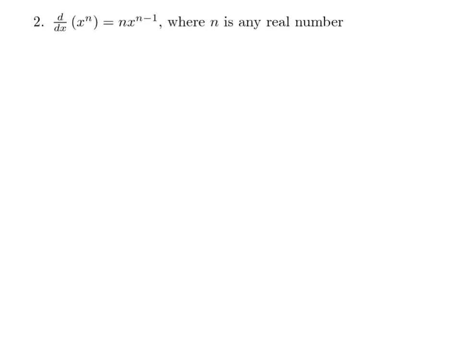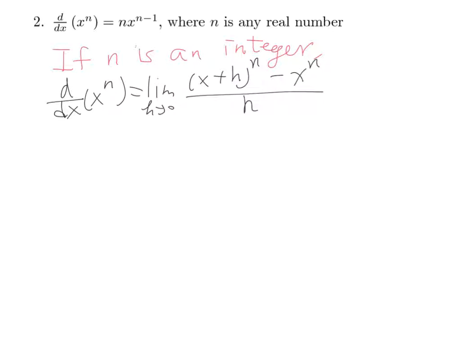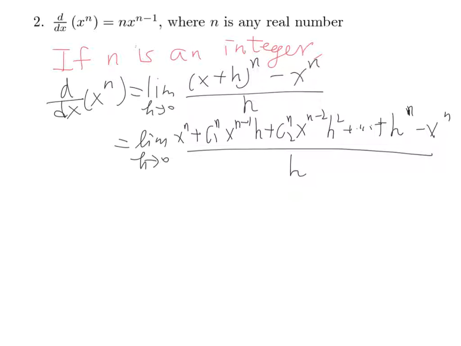This rule is not easy to prove. Note that we have the condition that n is any real number. If n is an integer, then we can use the binomial theorem to prove this. By definition, we have d x to the power n over dx is equal to this limit. This is f(x), and this is f(x plus h).